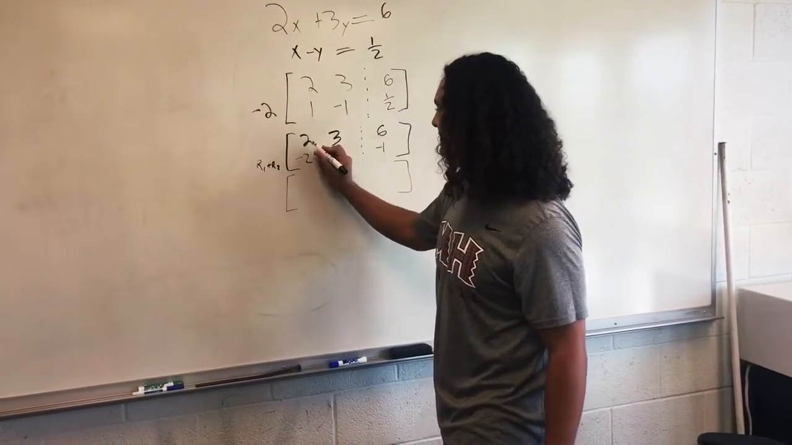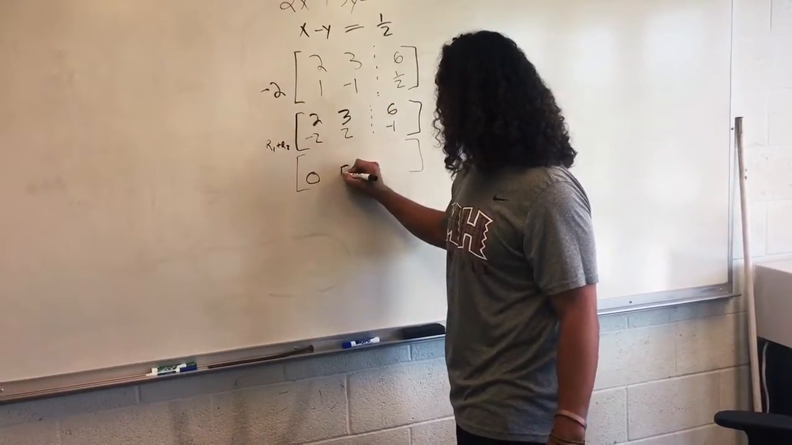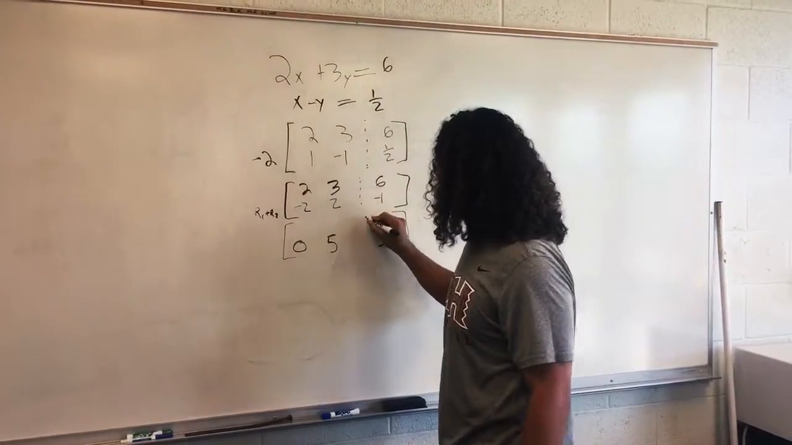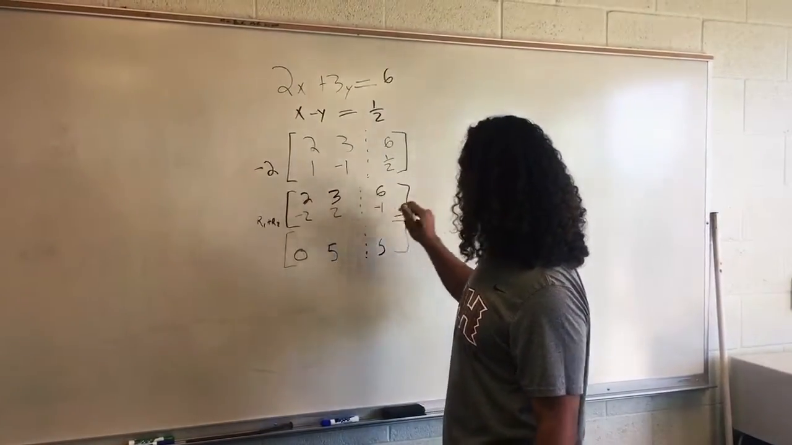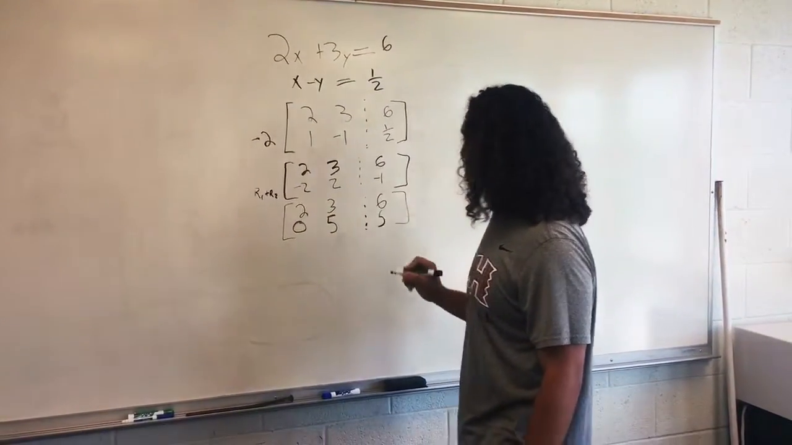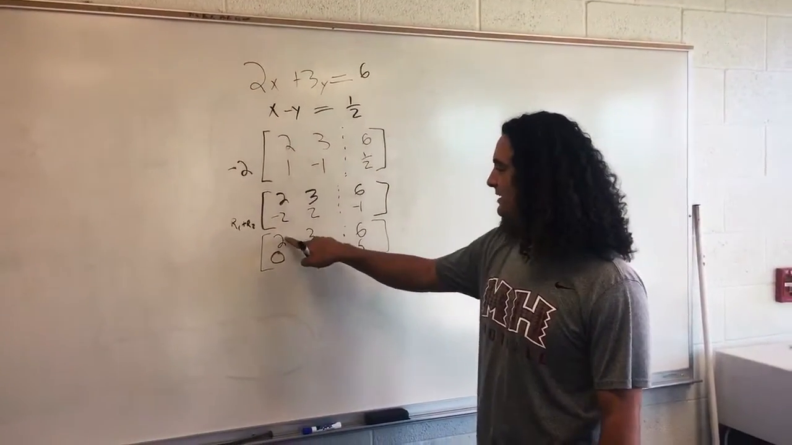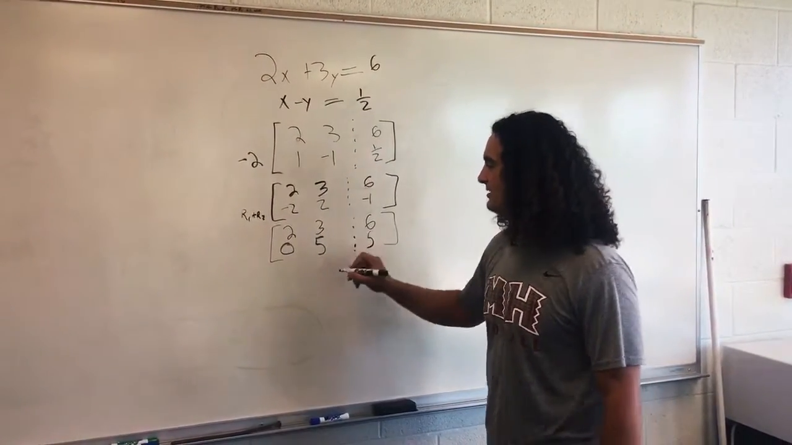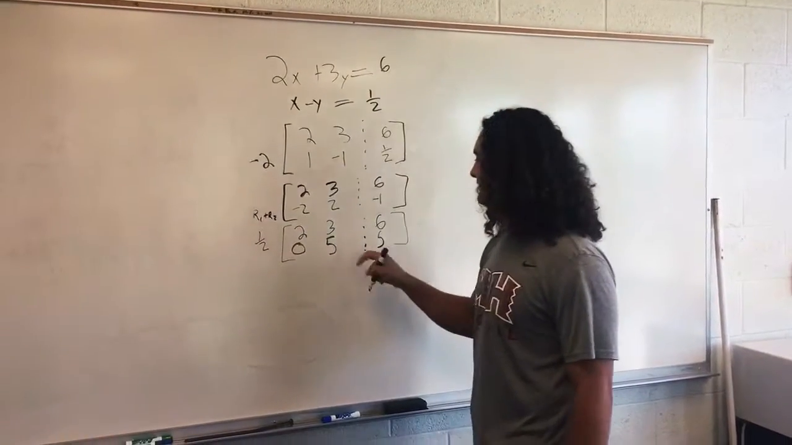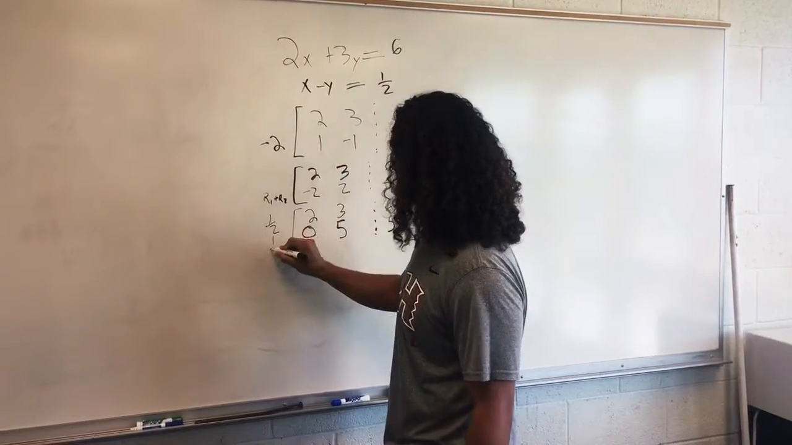So 2 minus 2 is 0. 3 plus 2 is 5. And 6 minus 1 is 5. And then we will bring the first row down. The next thing we will have to do is to get a 1 in this spot and in this spot. So we will multiply row 1 by 1/2, and multiply row 2 by 1/5.